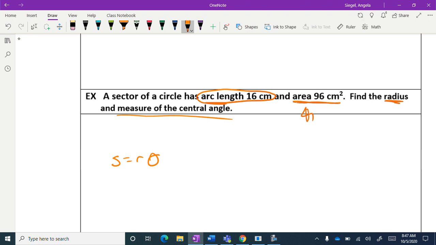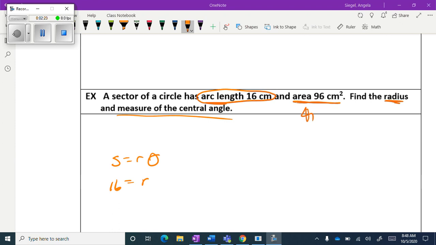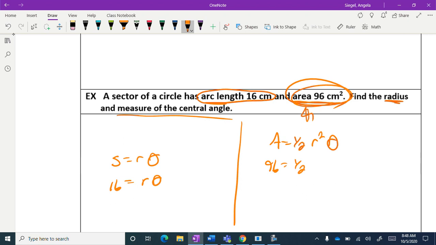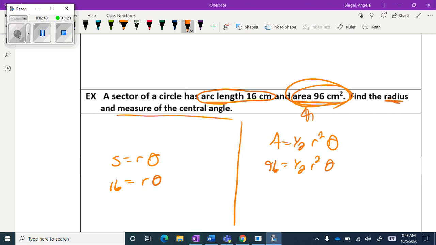So S is 16, and we're trying to find R, and we do not have theta. So I'm kind of stuck there. So I really feel like I need to use this: A equals 1/2 R squared theta. So A is 96, and I don't have R, and I don't have theta. So shoot, I'm kind of stuck.